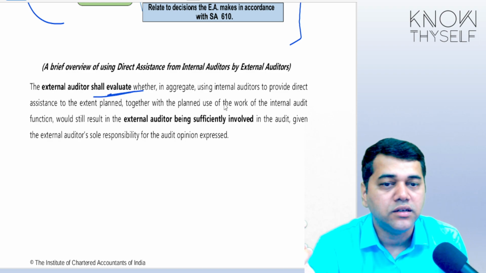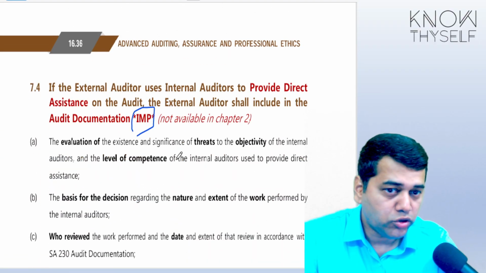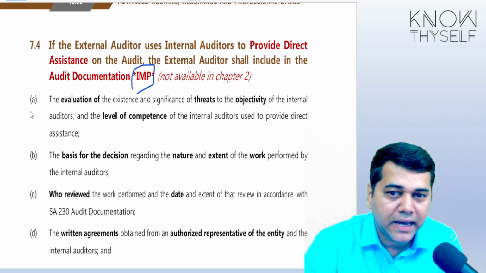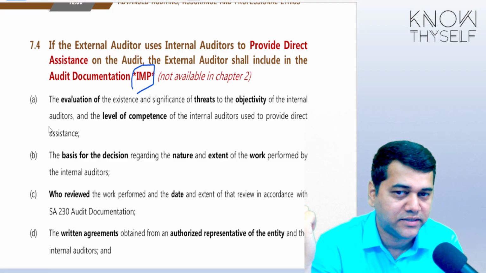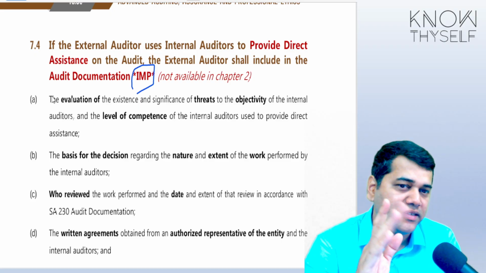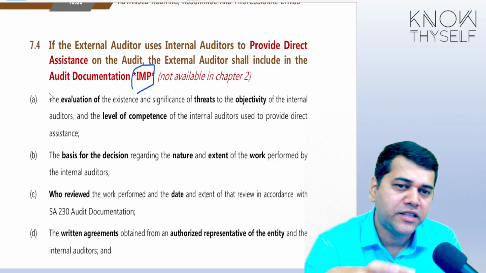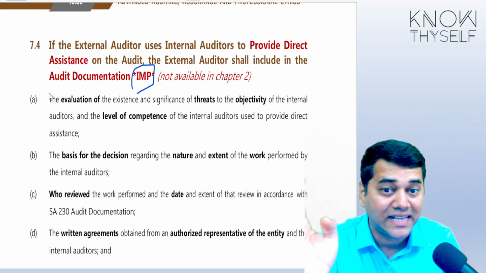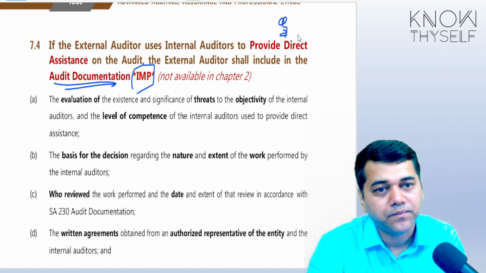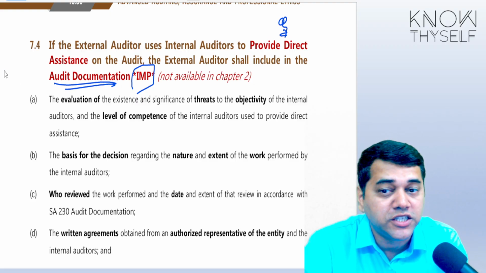And now, what is missing? The external auditor shall evaluate direct assistance, and he should get sufficiently involved. This also we have seen. Now, please note this. This is very important. This is missing there. In fact, if this particular para would have been given in your chapter number 2, I would have told you to totally ignore SA 610 coming in chapter number 16. But what they have done, everything that is there in chapter 16 they have discussed except audit documentation. What if you are going to use the people, direct assistance? Please see, they didn't speak about audit documentation for the work.